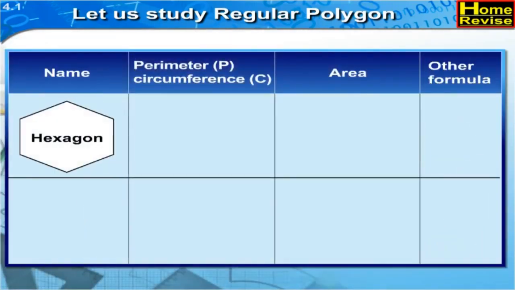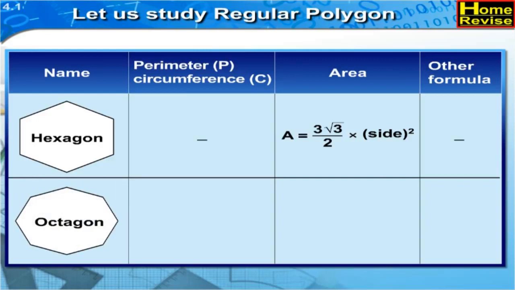For a hexagon, area A is equal to 3 root 3 upon 2 into side square. And for an octagon with length of each side small a, area A is equal to 2 into 1 plus root 2 into small a square.